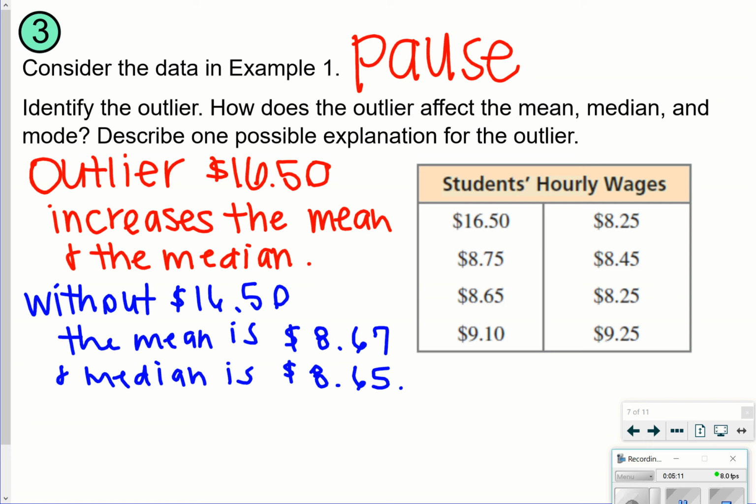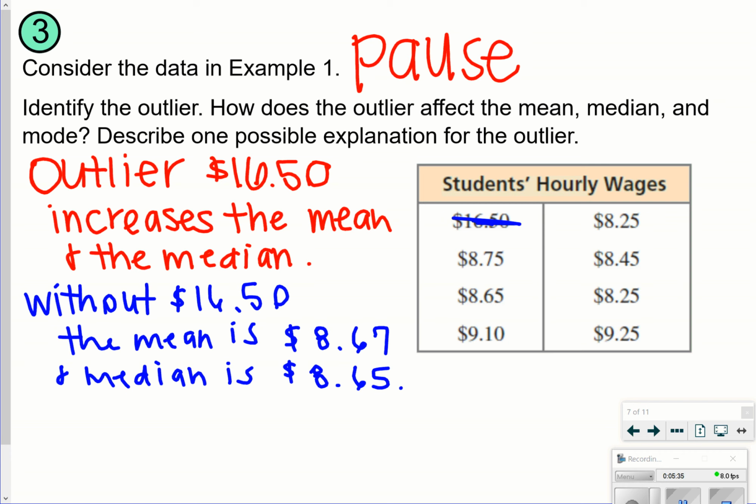Without using 1650 in the data set, so if we essentially took this out, our mean would actually drop down to $8.67 and the median would go down to $8.65. And that would actually be a more accurate representation versus what we had originally. The median is a little bit off, but the mean compared to $9.65 went way down.